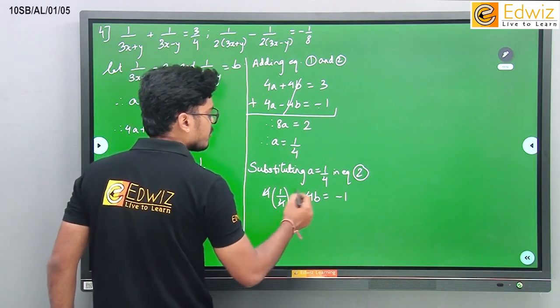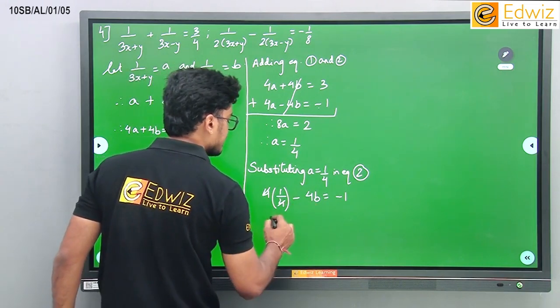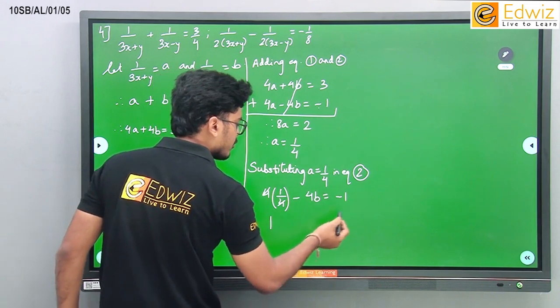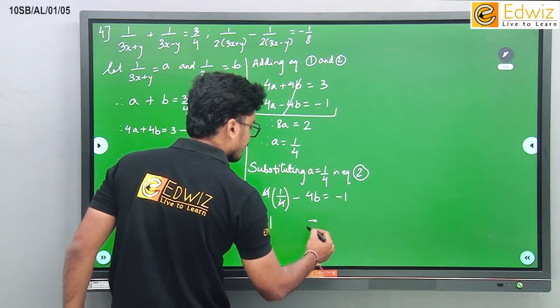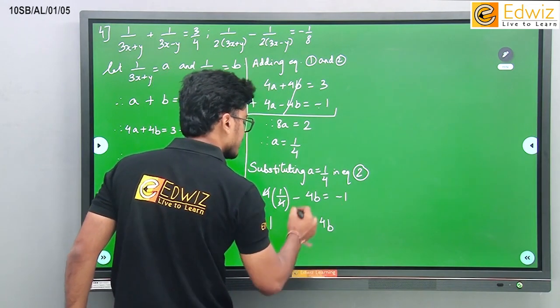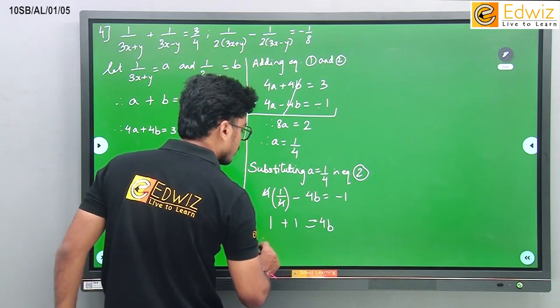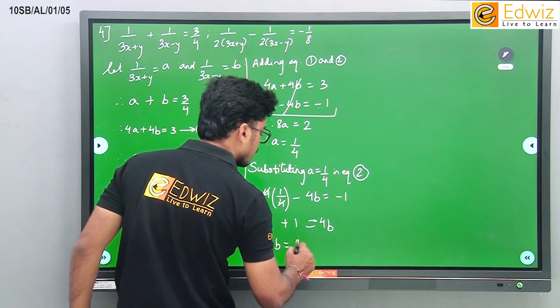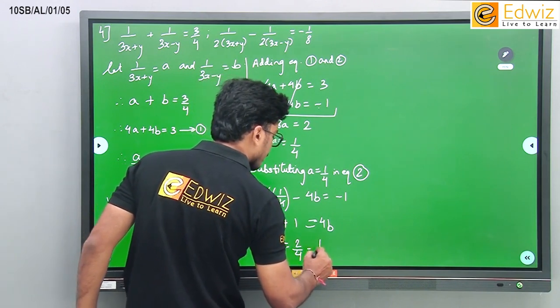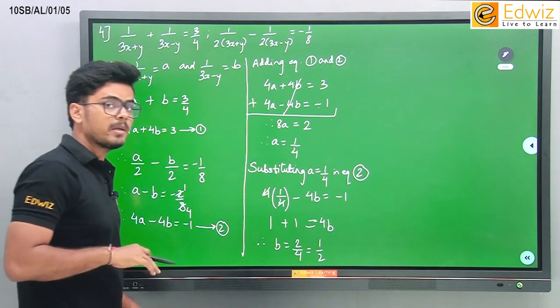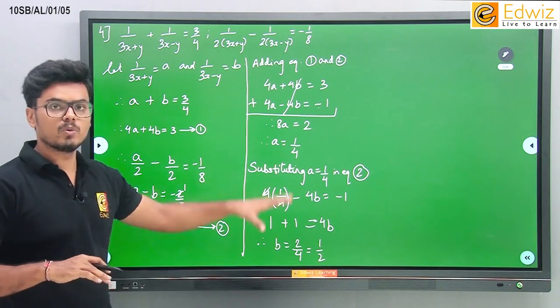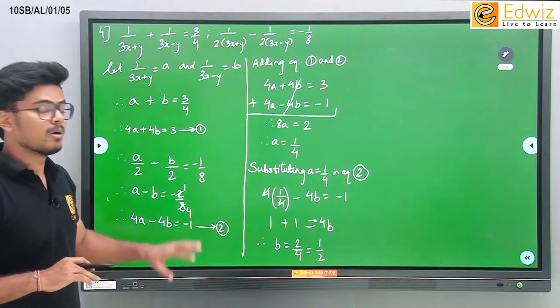Okay, so 1 minus 4b equal to minus 1. Change the sides, 1 as it is, minus 4b on the other side will become positive 4b, minus 1 on this side will become plus 1. Okay, so 4b equal to 2, that means b equal to 2 upon 4, that is 1 upon 2. Okay, so the value of b is 1 upon 2, the value of a is 1 upon 4.